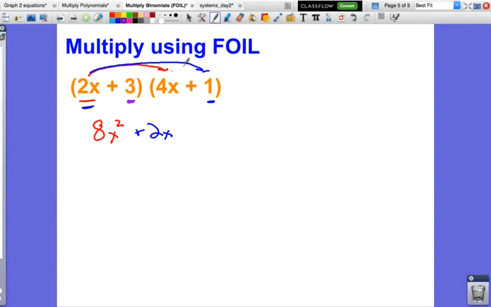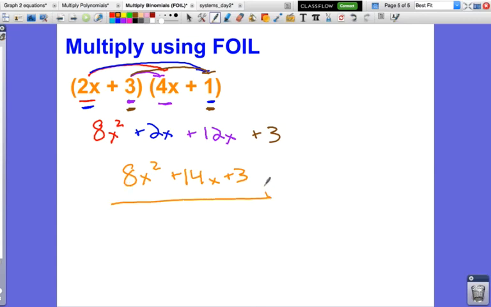Let's go ahead and work on the inner. I in FOIL is inner, so that'd be these two numbers, so 3 times 4x. That would give me positive 12x. And then I have my last. And so those are the last numbers inside both sets of parentheses, 3 times 1, which is 3. So I have 8x squared plus 2x plus 12x plus 3. Now I'll simplify. 8x squared, 2x plus 12x is 14x, and 3, and I am all done.